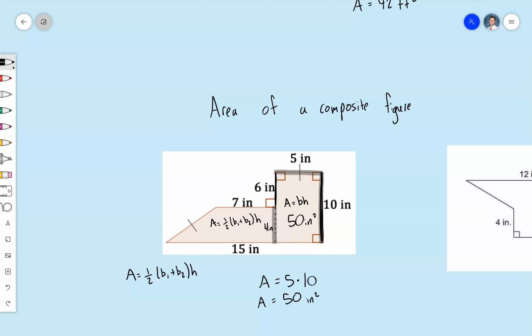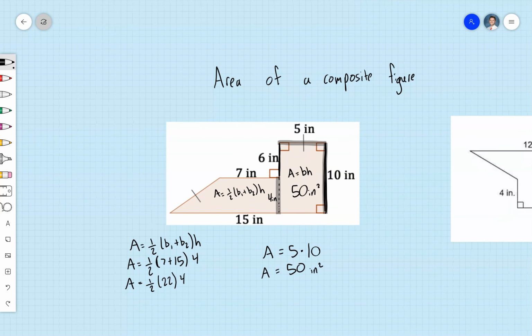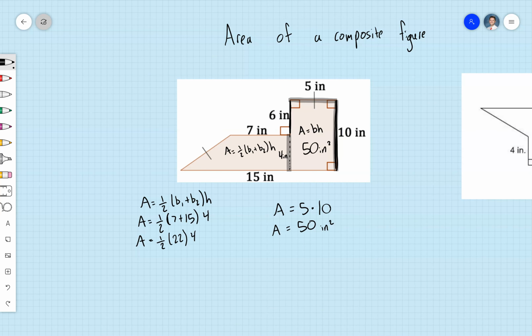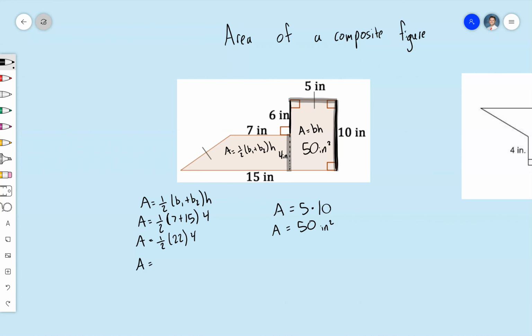So now I have my height of 4 inches, base 1 and base 2, so I can solve for the area of the trapezoid. So this area will be equal to 1/2 of 7 plus 15 times 4. And we know that 7 plus 15 is 22, so 1/2 of 22 times 4, and 1/2 times 22 is 11. So we have 11 times 4. So our area of this trapezoid would be 44 square inches.